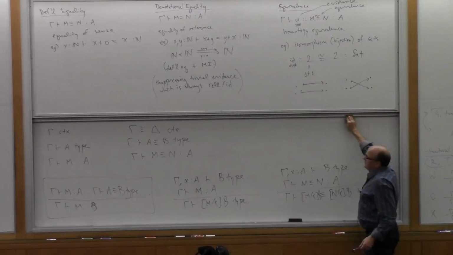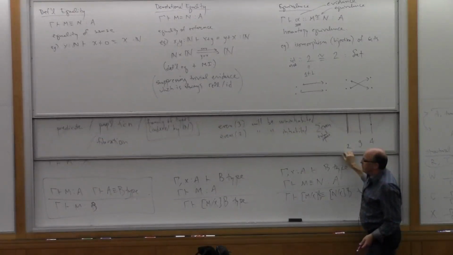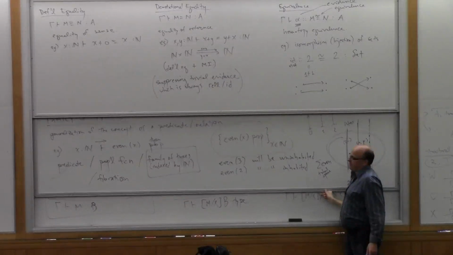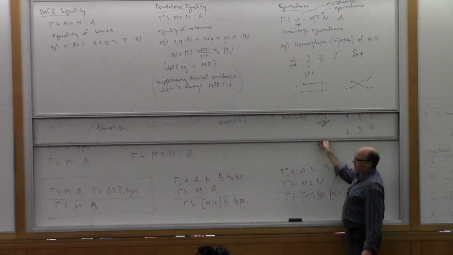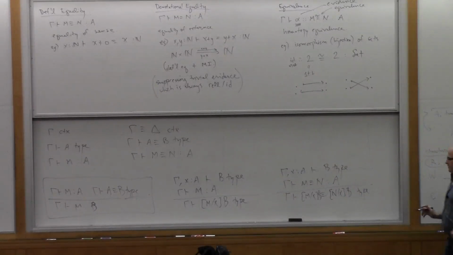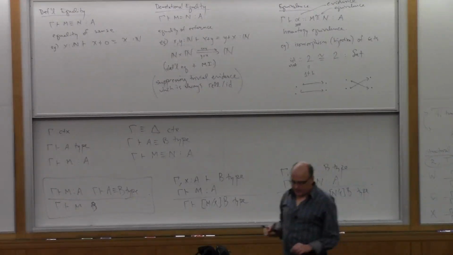Now, I sort of acted like even was a primitive notion. In fact, it'll be definable, but it needs a little machinery of inductive definitions that I don't have yet. So I'm going to be a little loose about exactly which are the things, except in one case, which is coming up next. Okay, we'll do that. I'll talk about the identity type.